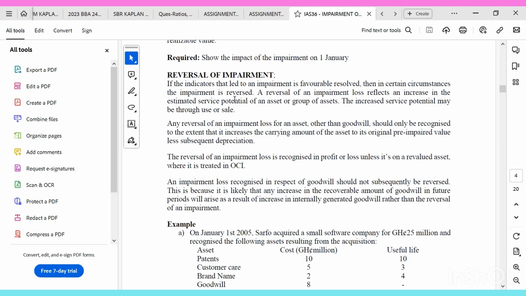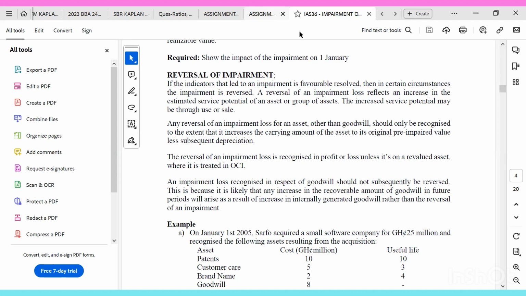Any reversal of an impairment for an asset other than goodwill, I'll talk about that one, should only be recognized to the extent that it increases the carrying amount of the asset to its original pre-impaired value less subsequent what? Depreciation.